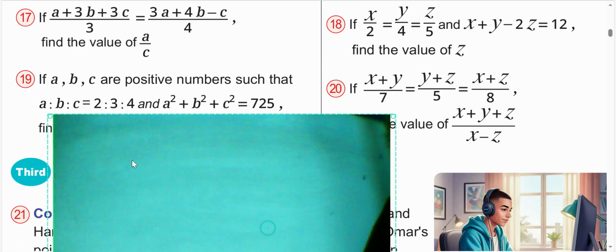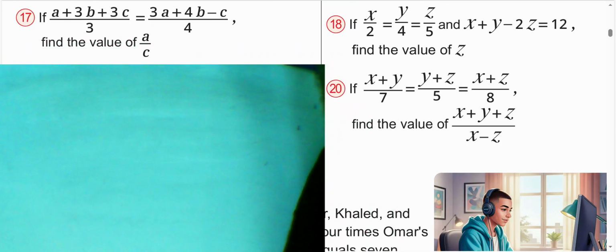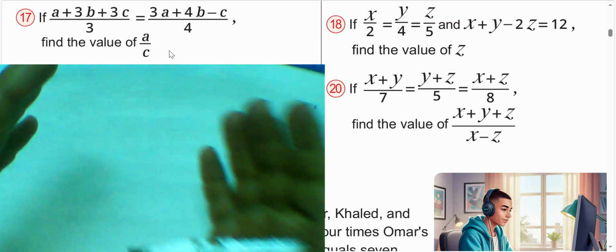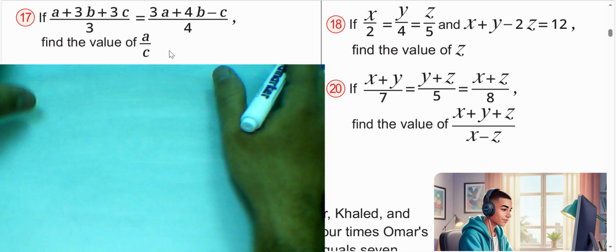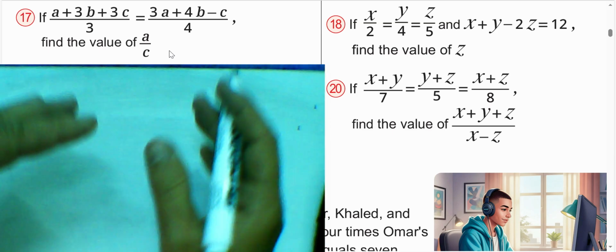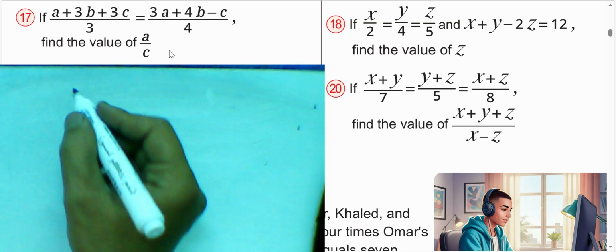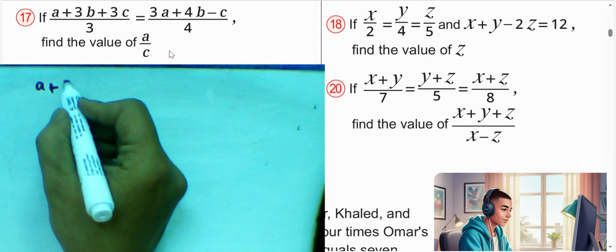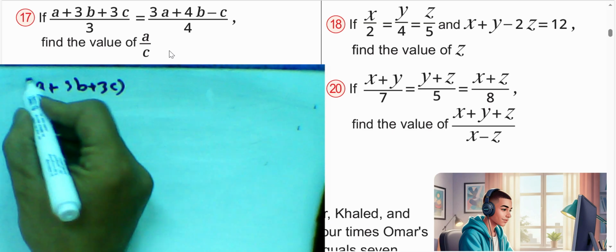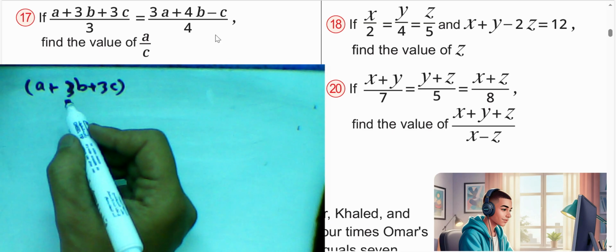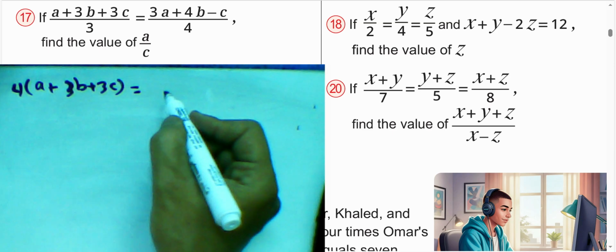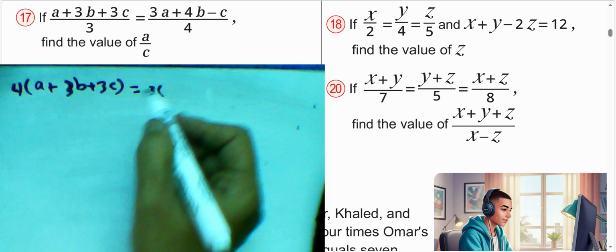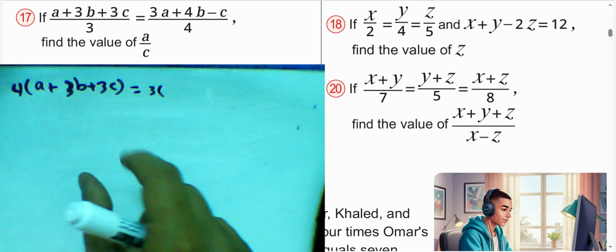If we have (a plus 3b plus 3c) over 3 equivalent to the right-hand side, what is the value of a over c? I can solve this also by this idea, by using the product of extremes equals the product of means, to find the simplest ratio of a and c, okay? First step, we have a plus 3b plus 3c, product by 4, is equivalent to 3 product by the other side, since the product of extremes equals the product of means.